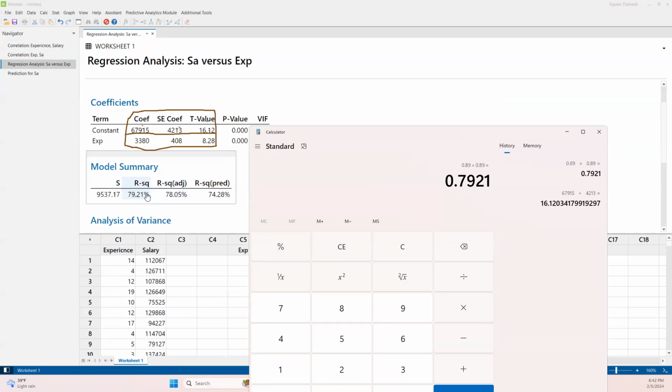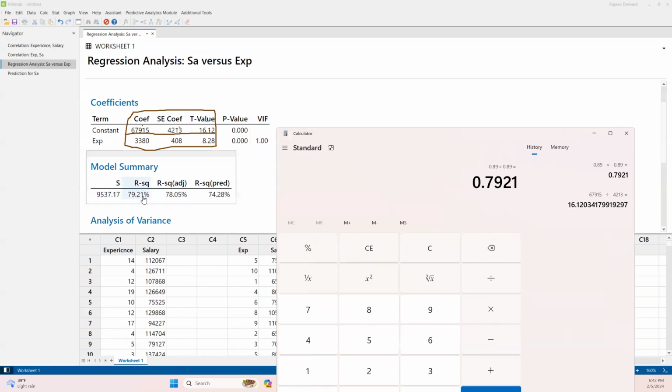So now how do we interpret this R square? R square means 79% of changes in salary is due to experience. 79% change in salary can be explained by experience. So basically a different way of explaining.